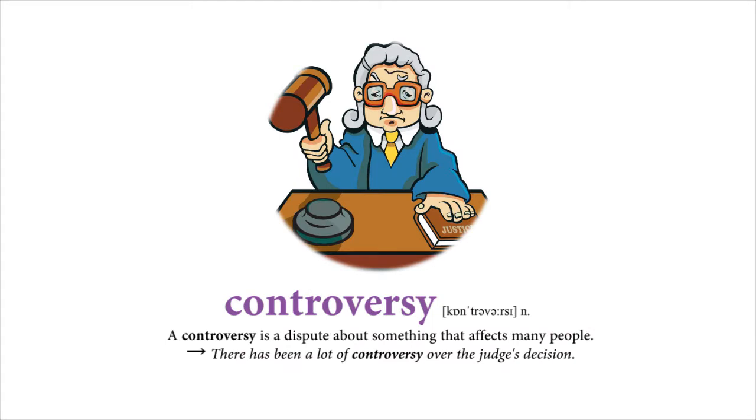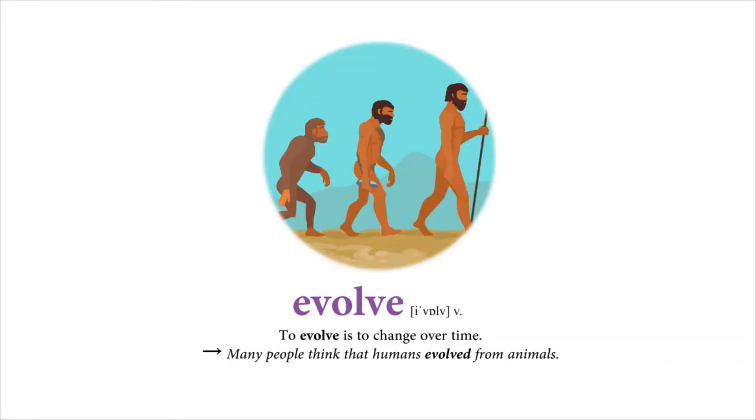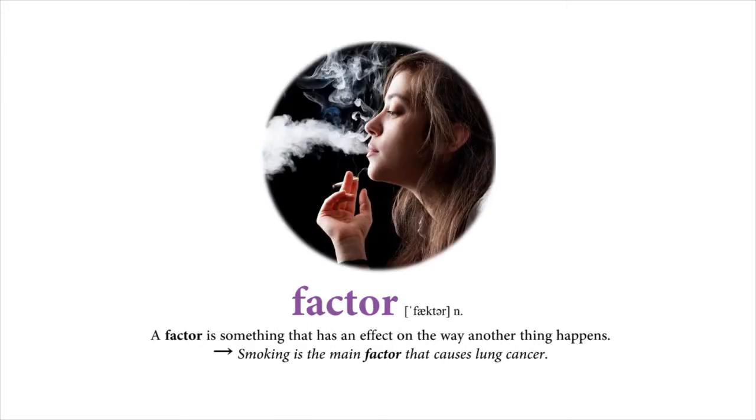Controversy. A controversy is a dispute about something that affects many people. There has been a lot of controversy over the judge's decision. Evolve. To evolve is to change over time. Many people think that humans evolved from animals. Factor. A factor is something that has an effect on the way another thing happens. Smoking is the main factor that causes lung cancer.